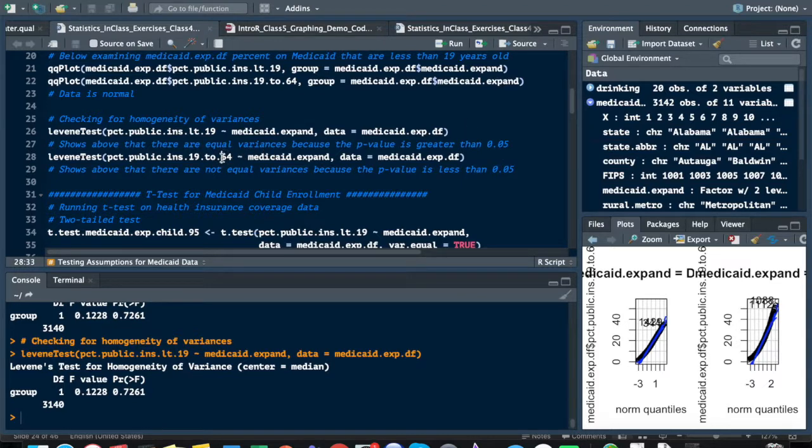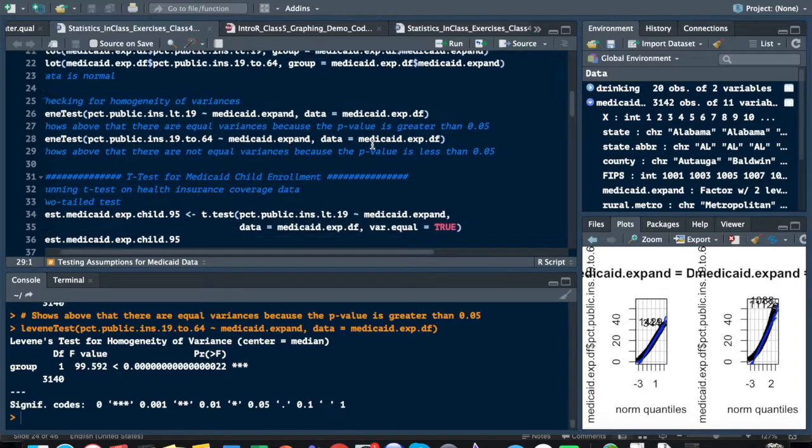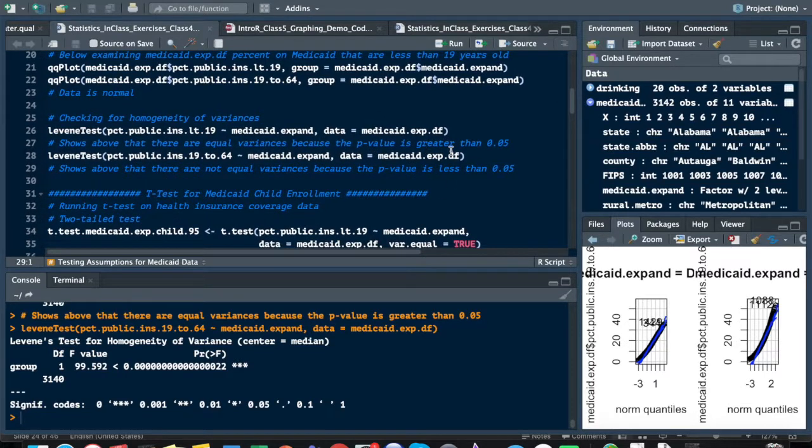64. You're seeing down here, this is way below 0.10. So the variances are not equal here. So we would have to modify our test, and I'll show you how to do that. I just want to point out that your comment says that it is greater than 0.05. If it's greater than 0.10, you're good to go.